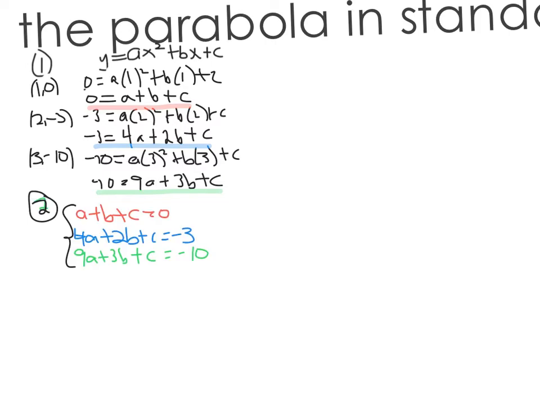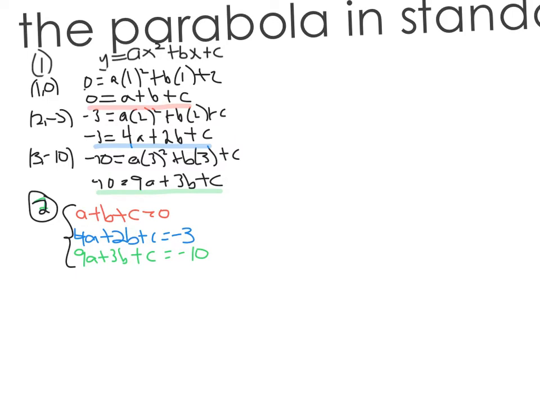So notice our resulting equations. Equation 1, a plus b plus c equals 0. Equation 2, 4a plus 2b plus c equals -3. And equation 3, 9a plus 3b plus c equals -10. Now we're going to solve this system of 3 unknowns. So you're going to choose the variable that looks easiest to manipulate. I would probably start with c if I possibly can, because they're all 1c's throughout each equation.